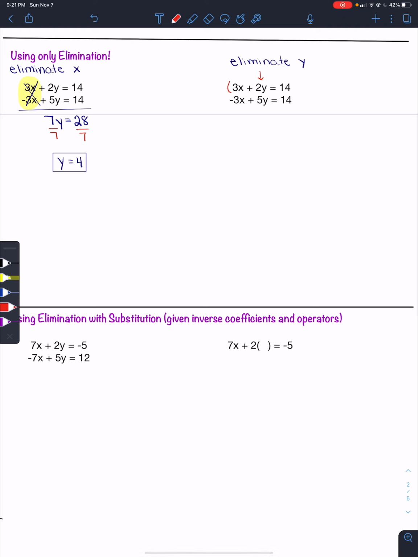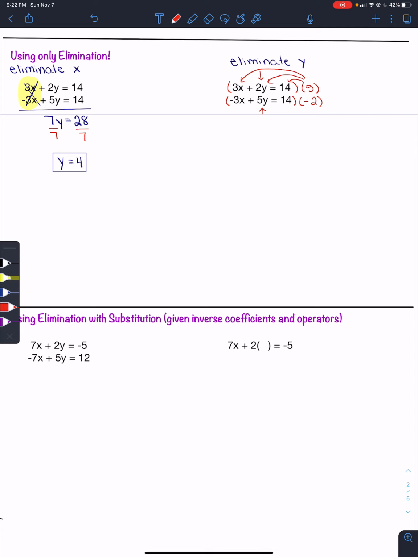So this first equation, if I want 2y to be a positive 10y, I have to multiply it by 5. In this second equation, if I want this 5y to be a negative 10y, then I have to multiply it by negative 2. Okay. Now, can't just multiply one part of the equation because it's an equation. We have to multiply everything. So we are going to distribute this positive 5 to the 3x, 5 to 2y, and 5 to 14.